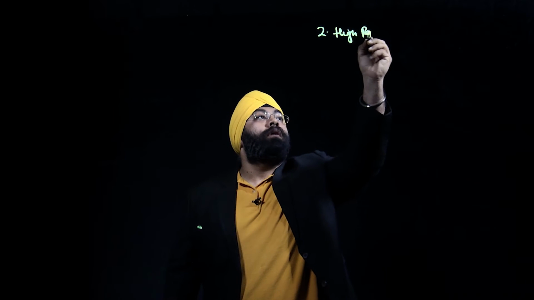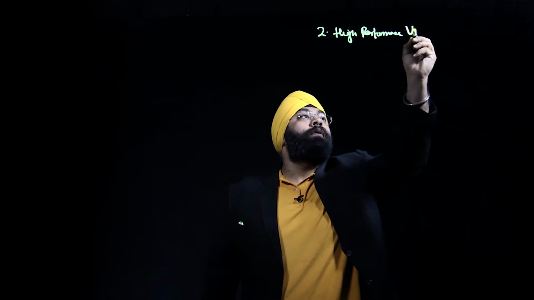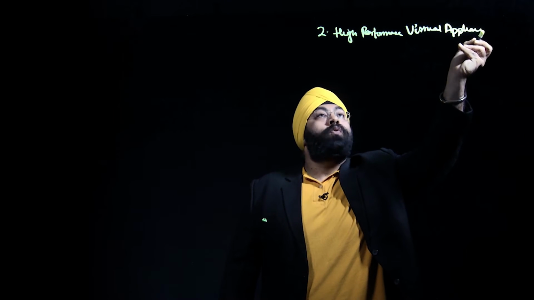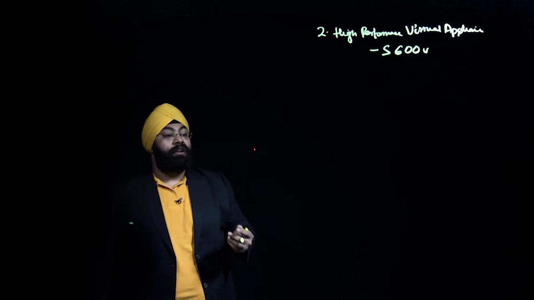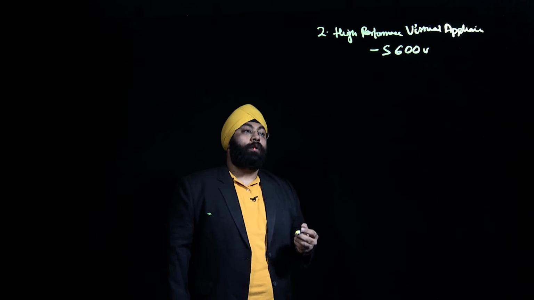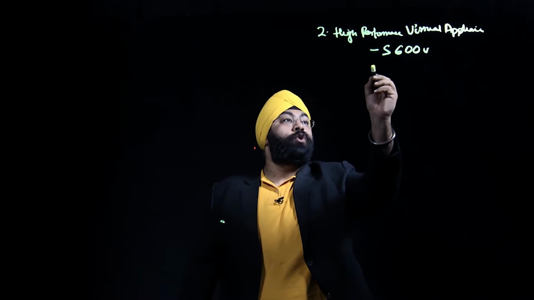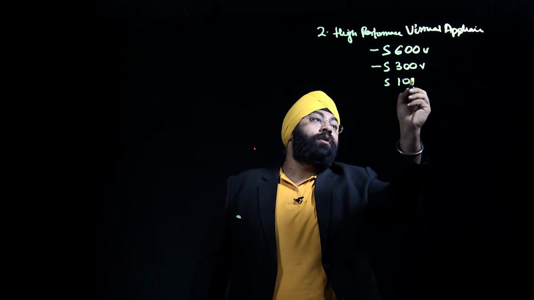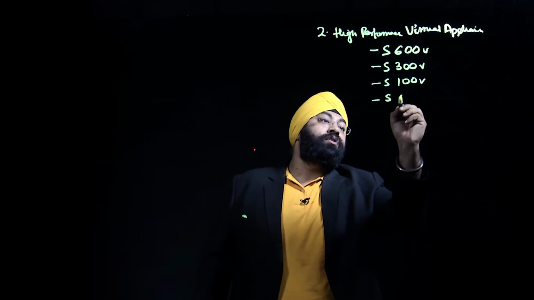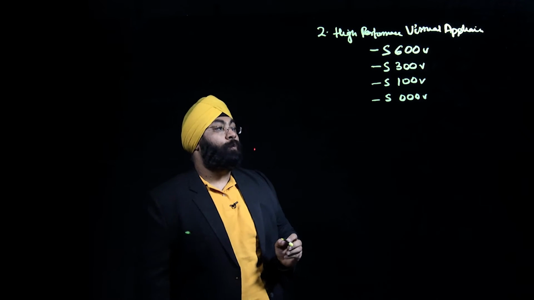Okay, so now let's talk about the second feature which we have brought in AsyncOS 10.1. The second feature is the high performance virtual appliance, which is S600V. Now, you would recall that we have had multiple virtual appliances. If we look at the virtual appliances, we have S300V, then we have S100V, as well as S000V, which is mainly for demo purposes.